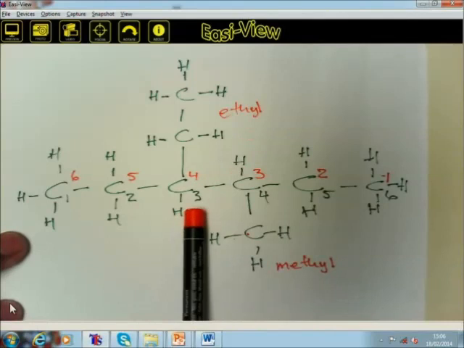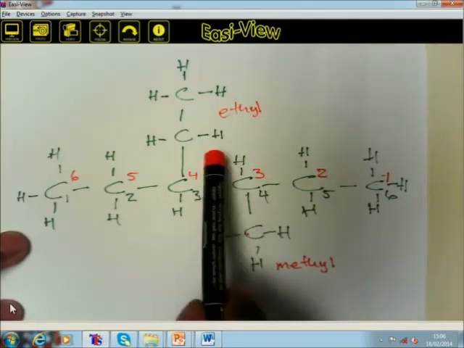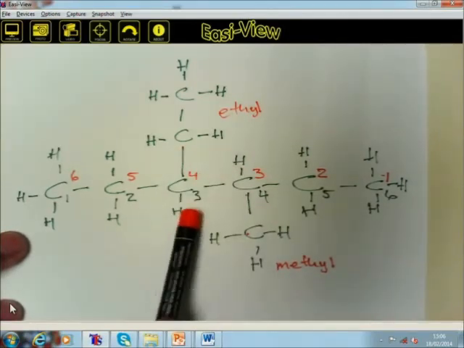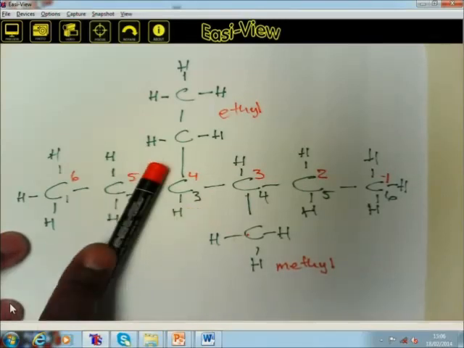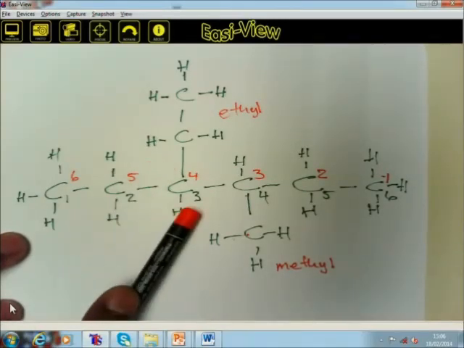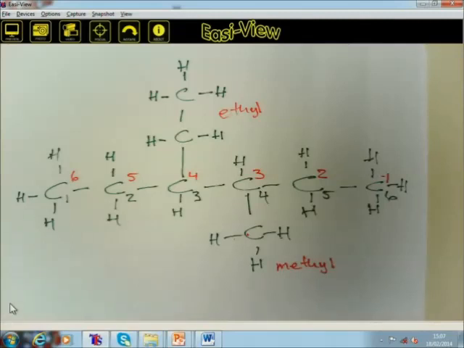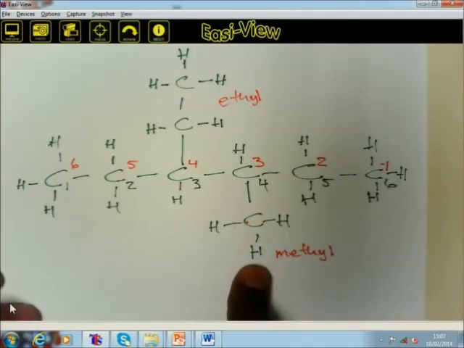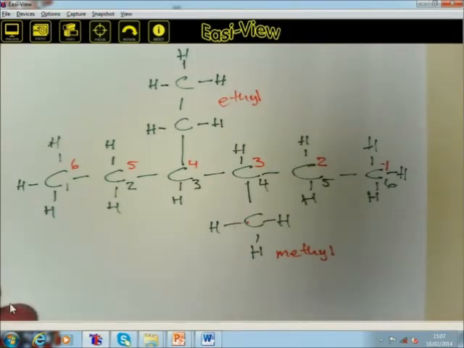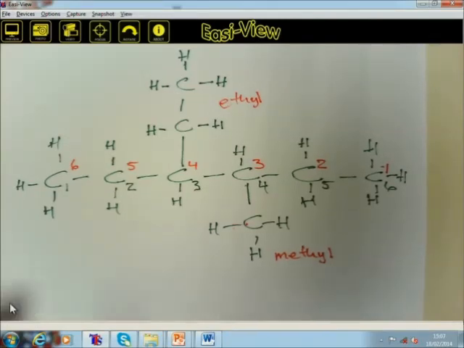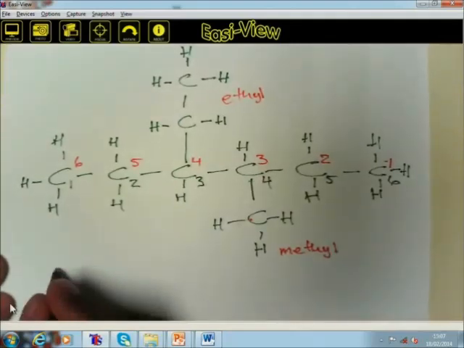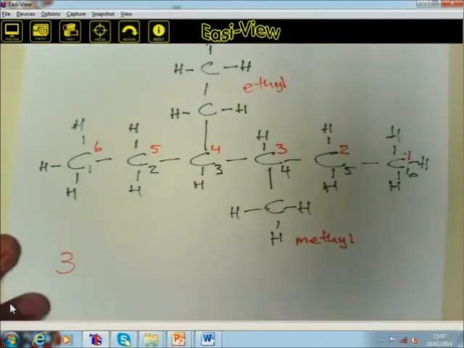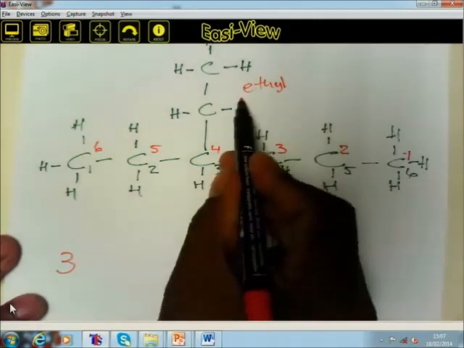So I'm going to choose the bottom numbering instead of the top numbering, because bottom numbering gives me 3, top numbering gives me 4. And I know that 3 is lower than 4. All right? So step number 3, they say, after you have identified your substituents, when you name this, you must also label or give the position, the carbon number, where this substituent is appearing. So we say here at carbon number 3, we've got ethyl.